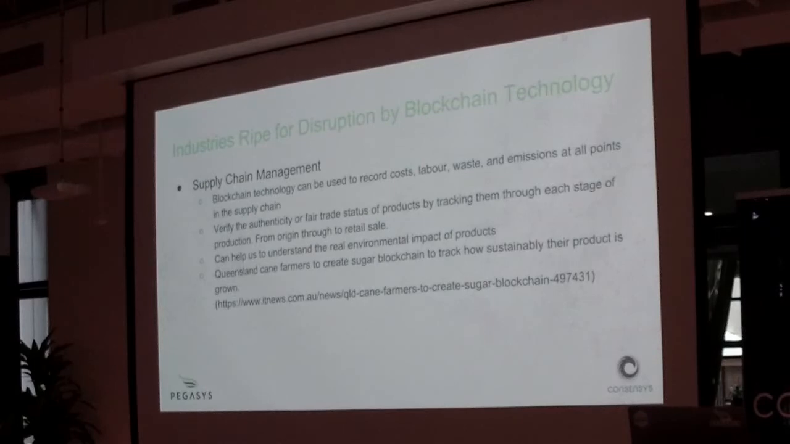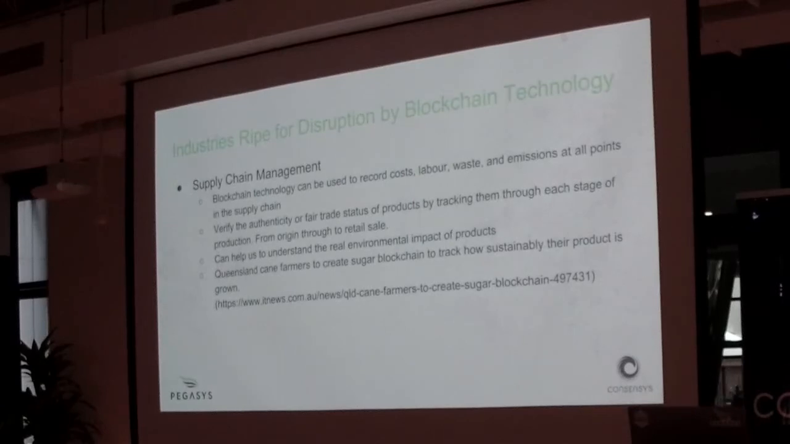Supply chain. Supply chain management is a huge opportunity for blockchain. Ways of recording costs, labor, waste, emissions at all points in the supply chain. The ability to verify the authenticity or fair trade status of various products like chocolate and coffee and so forth, being able to track them through every stage of production, right from the growing of the product through to production, through to wholesale, through to retail.